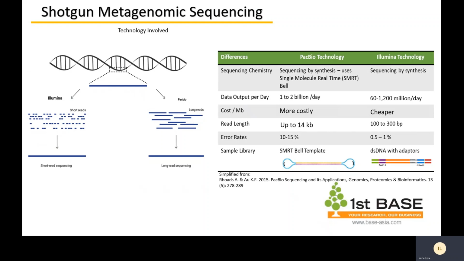On my right, you see what the differences are. The sequencing chemistry for both PacBio and Illumina is the same. They sequence by synthesis, but the difference here is the sample library. One uses SMRTbell template, while the other, Illumina, uses double-stranded DNA with adapters. If you look at data output, Illumina has higher data output. PacBio is more costly than Illumina. Read length for PacBio is much longer, approximately 14 kb, while Illumina is approximately 100 to 300 base pair. And PacBio has a higher error rate compared to Illumina.